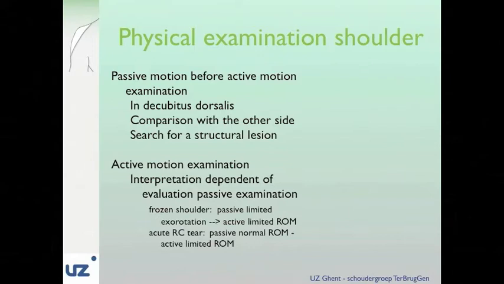As mentioned, interpretation of the active motion examination is dependent on the evaluation of the passive motion. For example, in a patient with frozen shoulder, passive motion will be limited, and as a consequence, also active motion will be limited. In a patient with an acute rotator cuff tear, passive motion can be normal, but active motion will be limited.